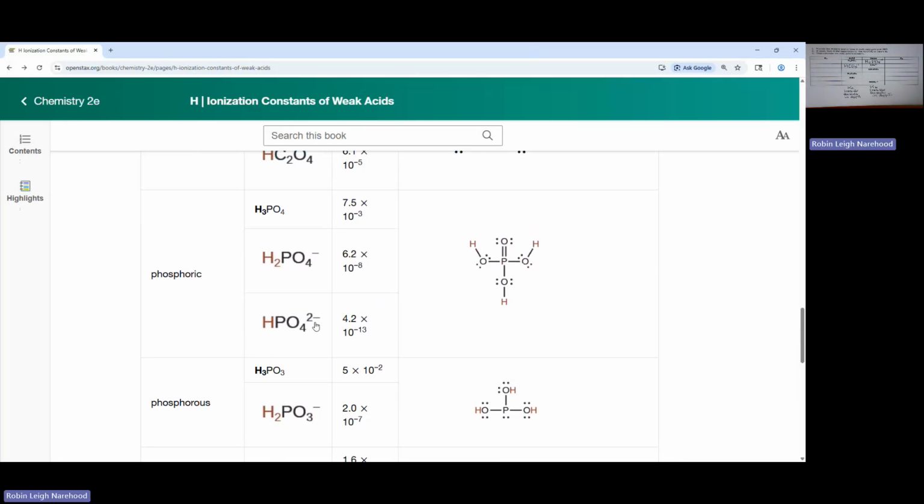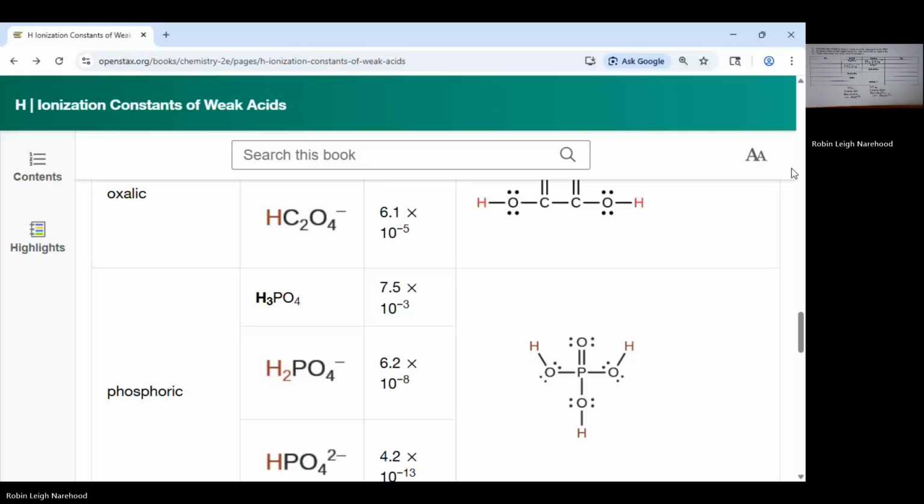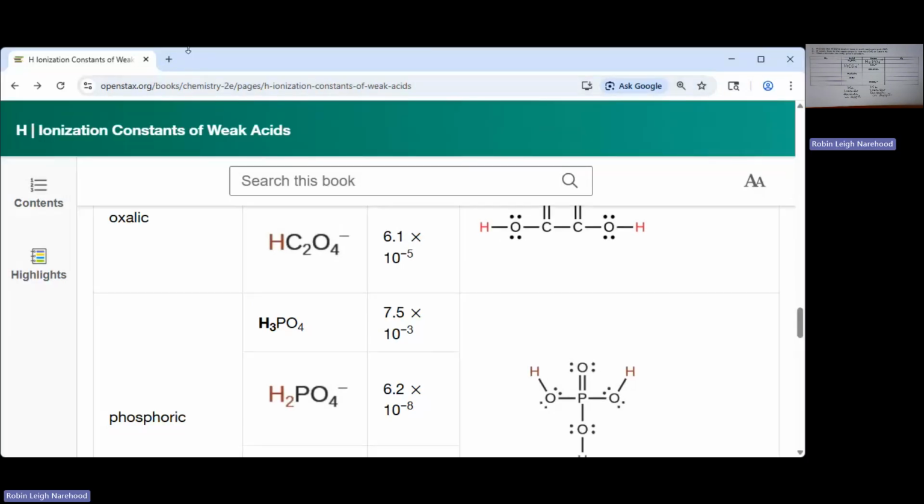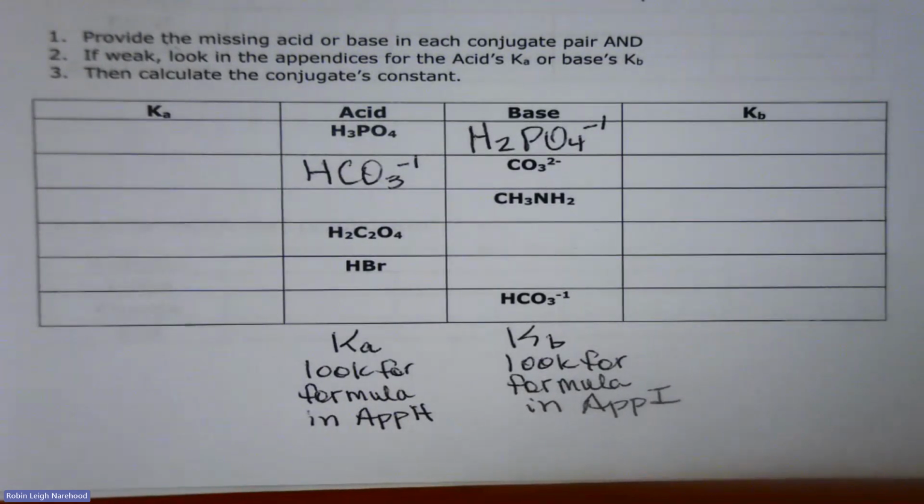What kind of table is this? It's an acid table, and all these constants are Ka's. Is an A the same letter as a B? What does the A represent? Acid, and B represents base, which are opposites of each other. Okay, so because they are opposites of each other, it's opposite behavior. And so H2PO4 negative acting like an acid is not the same thing as H2PO4 negative acting like a base.